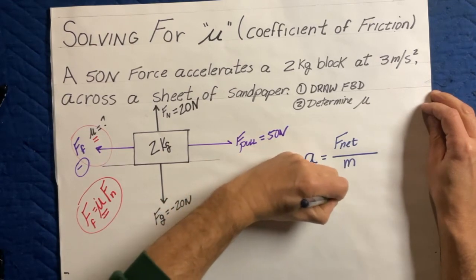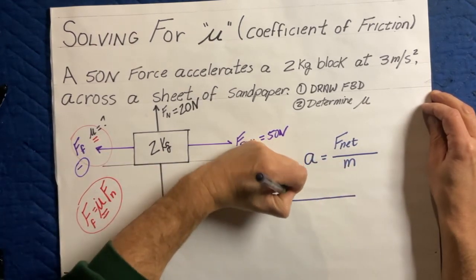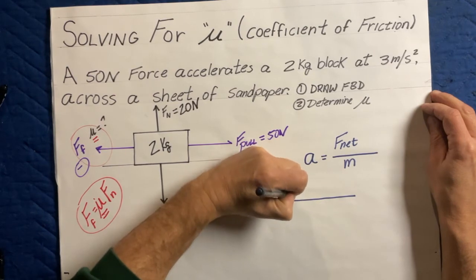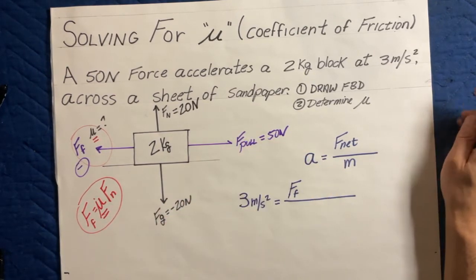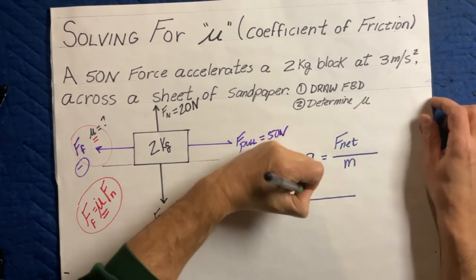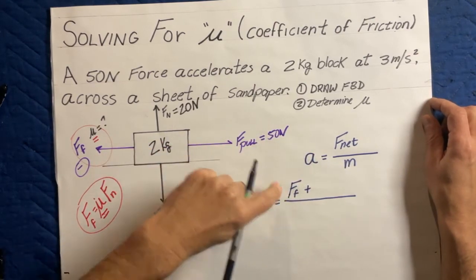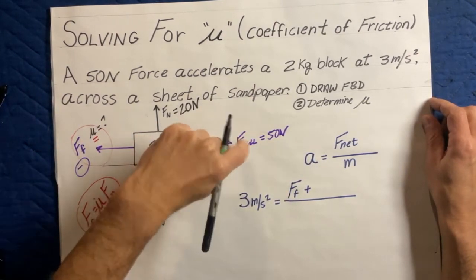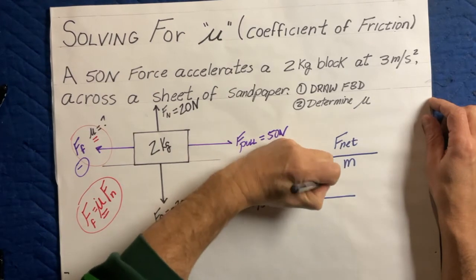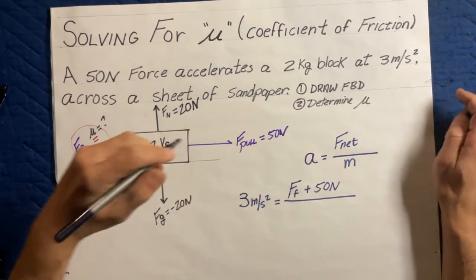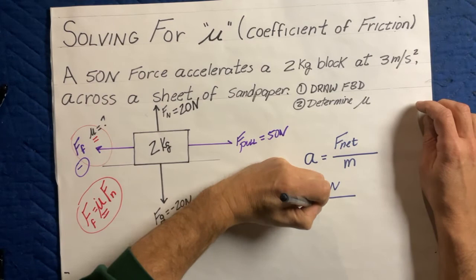The two forces in play here are my force of friction. I do not show it as a negative. I just write down, this is the force. The math will tell me if it is negative or not. I'm going to add that vector force, which is horizontal to the left, to a vector force that is horizontal to the right. So that's my 50 newtons. And the mass of this object is 2 kilograms.